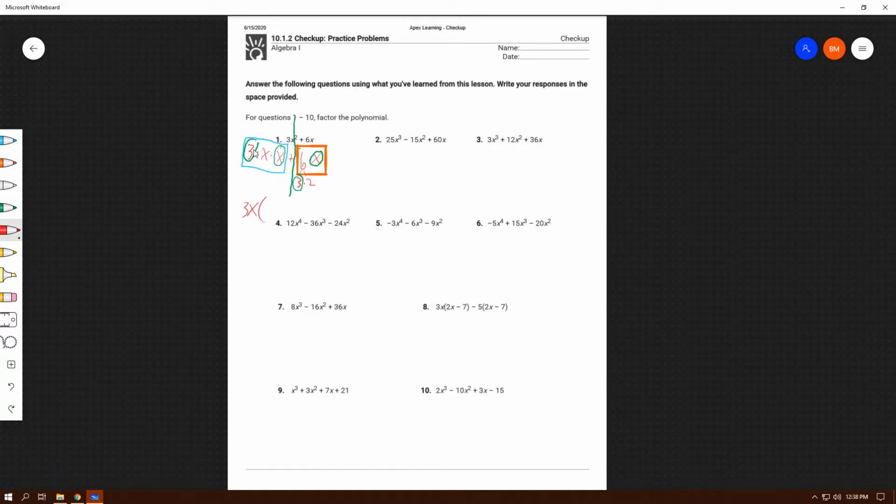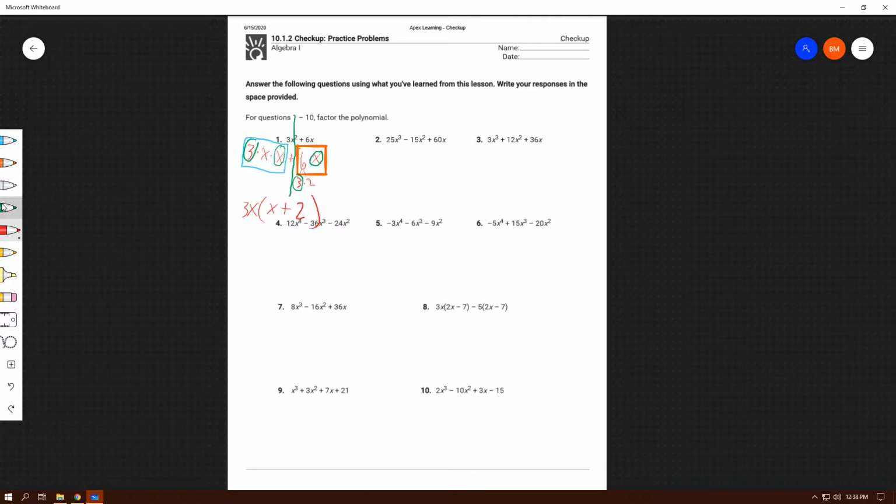Now, what am I left with in the first piece? I take away the 3, I take away the x, and I'm left with just a singular x. I bring that plus sign with me. What am I left with here? The x is gone, the 3 of the 6 is gone, so I'm left with just 2. There's my final answer.